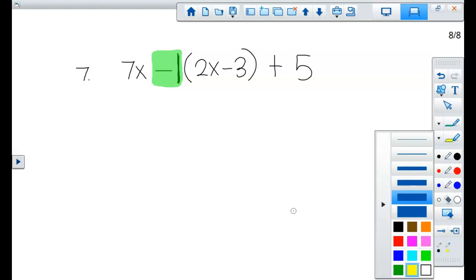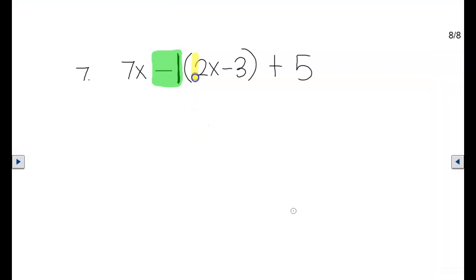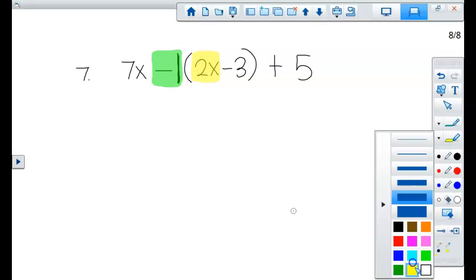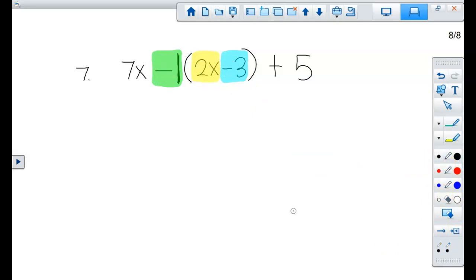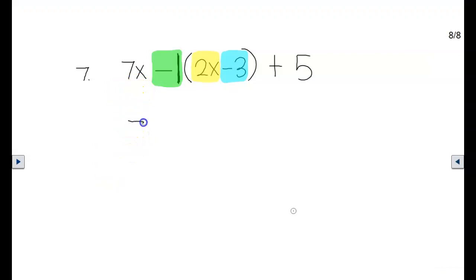And now I need to look at the members of his group. The first member in his group is 2x. The second member of his group is going to get to keep that minus sign, so he is a negative 3. So I'm going to distribute a negative 1 to 2x and to negative 3. All right, so what about 7x? Well, right now I'm not working with him, so he's just going to move down.